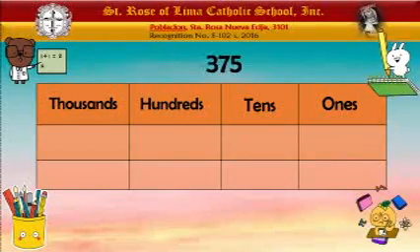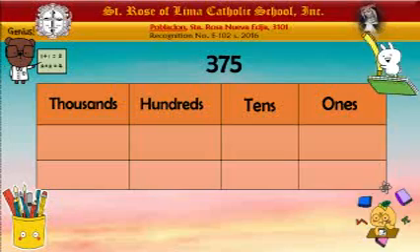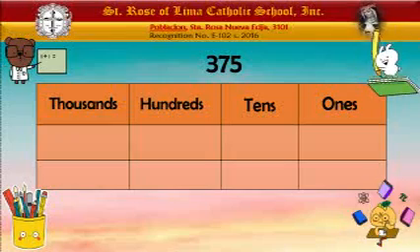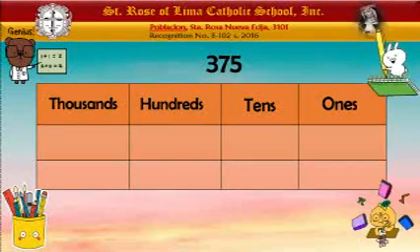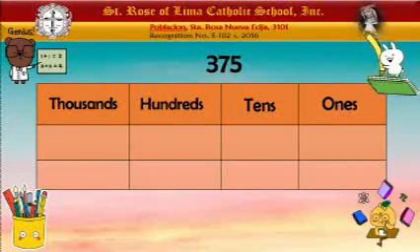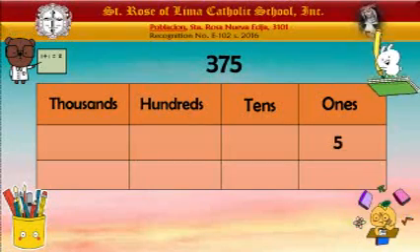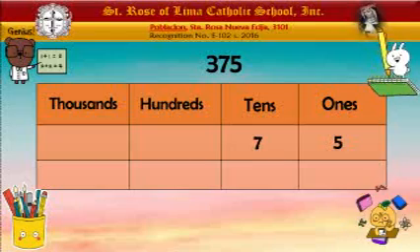Another one, we have 375. So we read this as 375. So let's start to find its place value. So the place value of 5 is ones, the place value of 7 is tens, and the place value of 3 is hundreds.